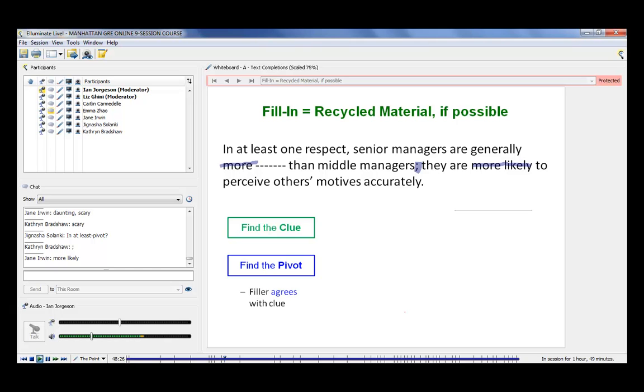What's the clue? Perceive others' motives accurately. I agree 100%. The clue here is they are more likely to perceive others' motives accurately. So I need a word that means the same thing as perceive others' motives accurately. And by the way, guys, what's the target? What's the target here? Yeah, we're just talking about the senior managers.